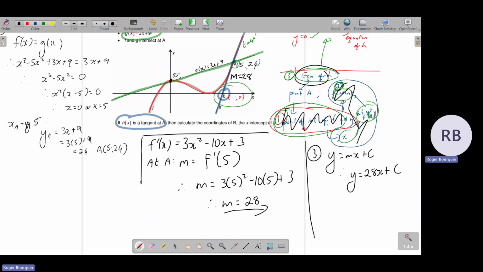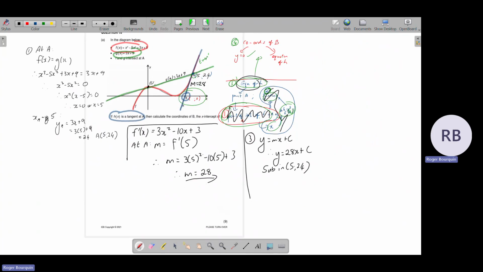Do I know a point on the blue line? Yes. What is it? Sub in 5, 24. Now I get 24 is equal to 28 times 5 plus c. So 24 minus 28 times 5, I'll do this one in my head. 24 minus 140 is minus 116, isn't it? So c is equal to minus 116.